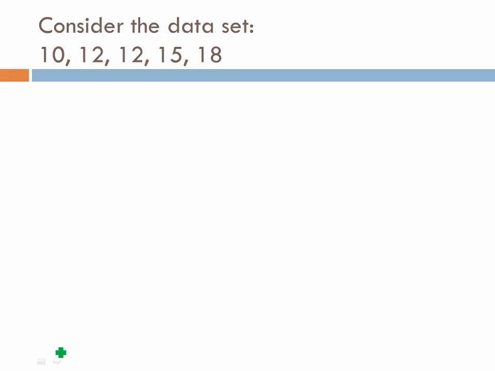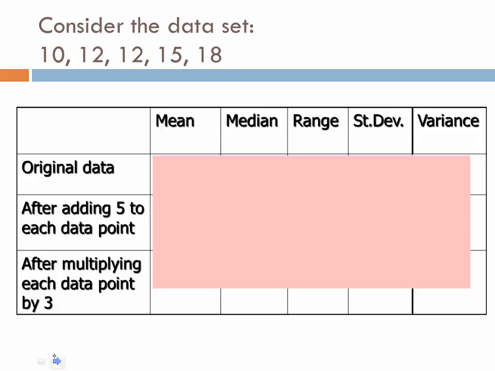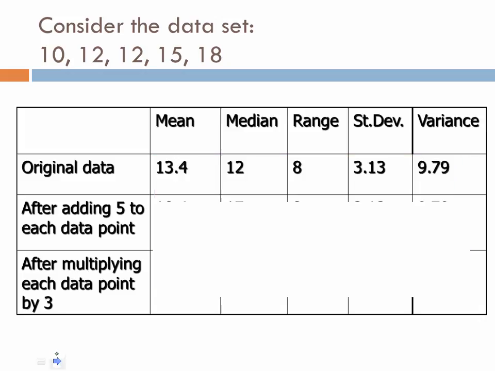Now, let's plug in 10, 12, 12, 15, 18, and do your one variable stats. Go. We get our mean is 13.4. If we scroll down, our median is 12. We can find our range by taking our max minus our min, which is 8. We find our standard deviation is 3.13, and our variance, which we haven't really talked about, would be the sum of the x squared, 937, divided by 10, okay?